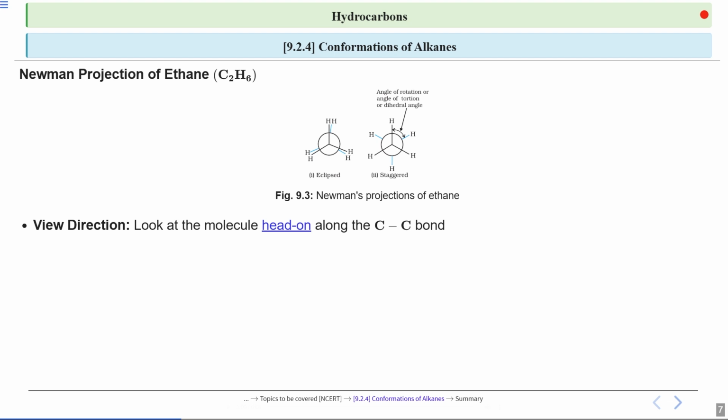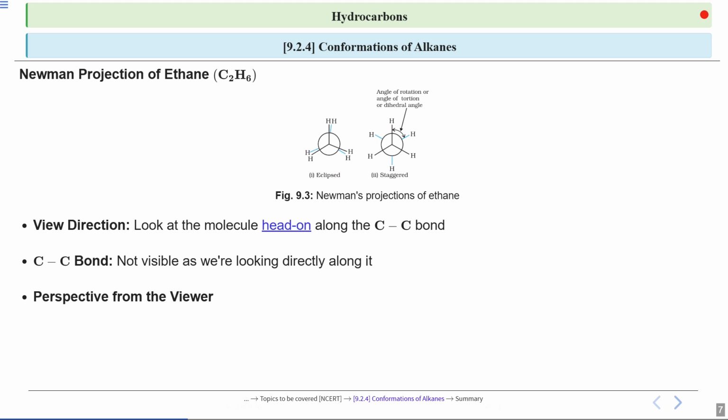This head-on view is crucial because it allows us to see how the atoms are arranged around the bond. What about the C-C bond? In this projection, the C-C bond is not visible. In the Sawhorse projection, we have a slanted line to represent the C-C bond. Here we don't have it because we are seeing it from the front side.